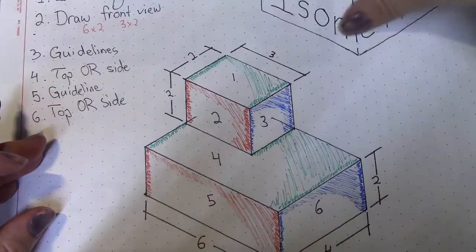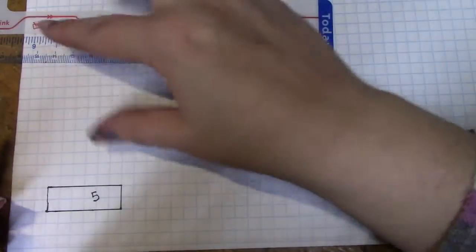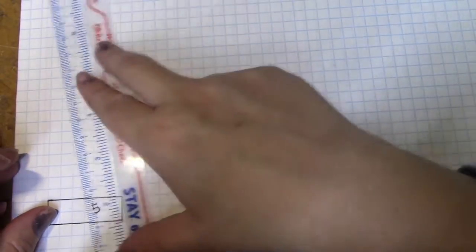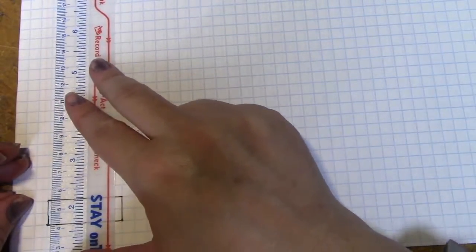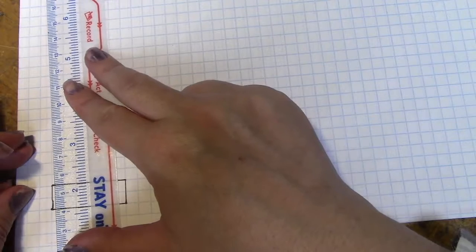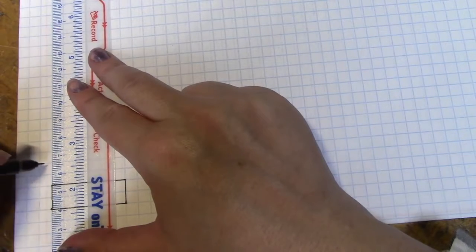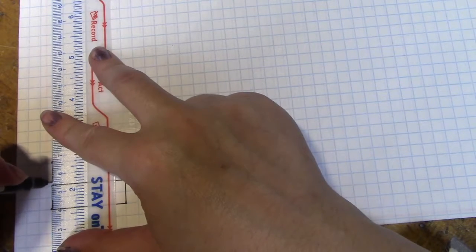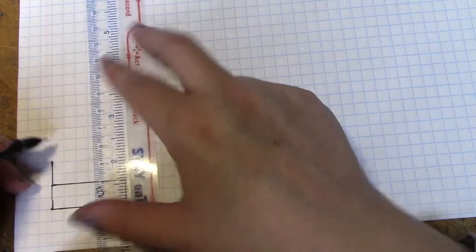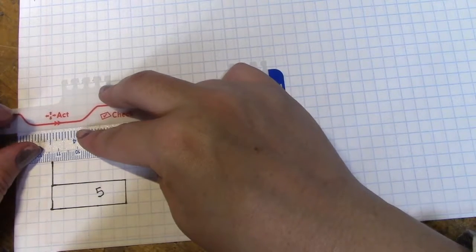And so what I'm going to do now is I'm going to draw face 2, which is going to come up 2 units again. It's only going to come over 3 units.